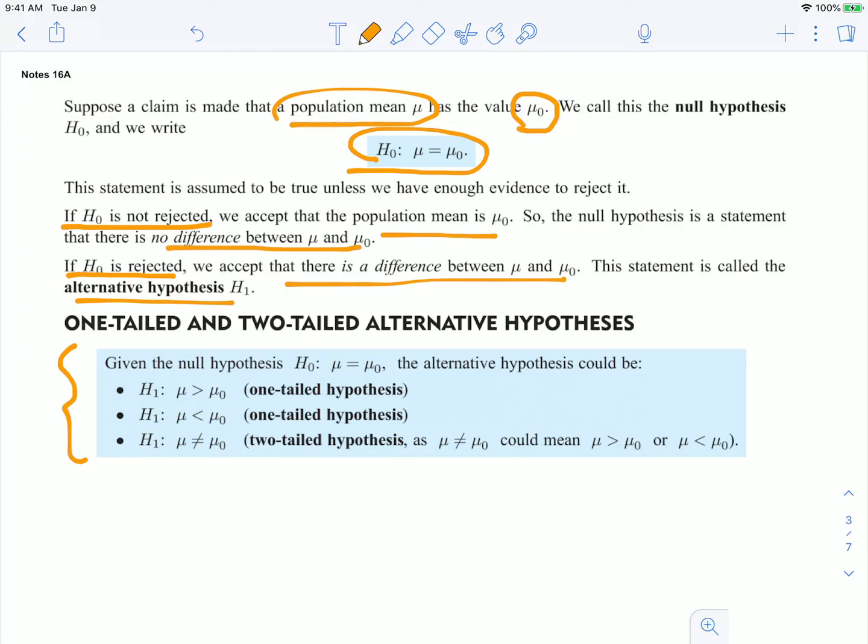These are the three scenarios. This is called a one-tailed hypothesis, where the mean is greater than the original. H sub 1, it's less than. Or two-tailed, it's not equal to.